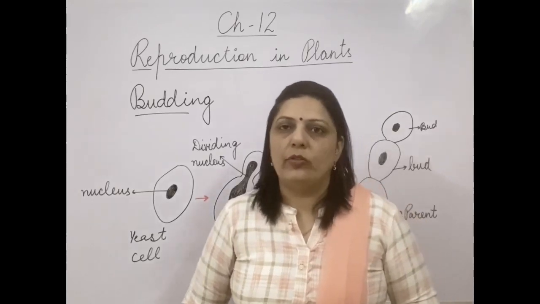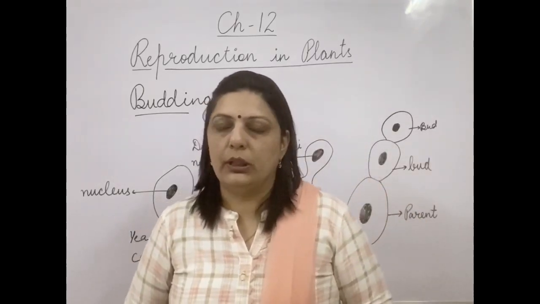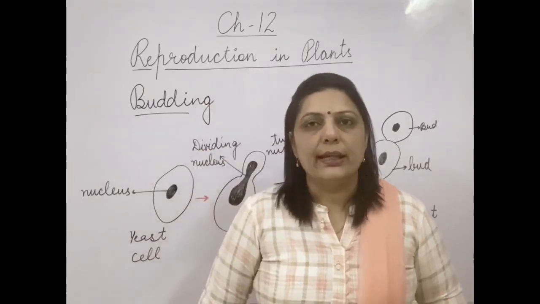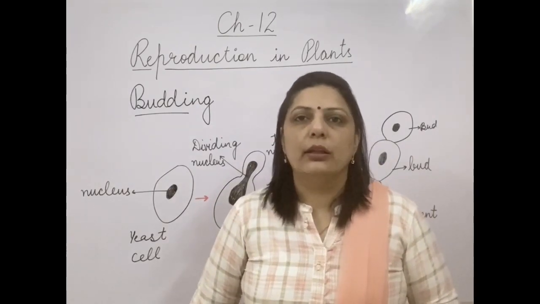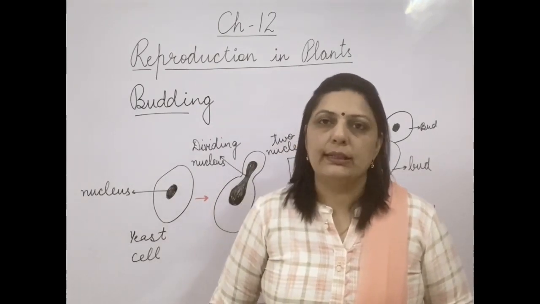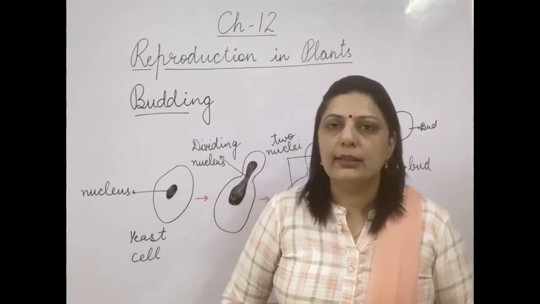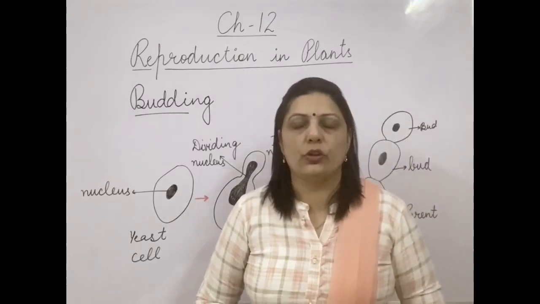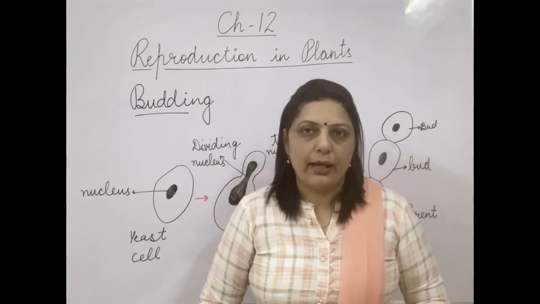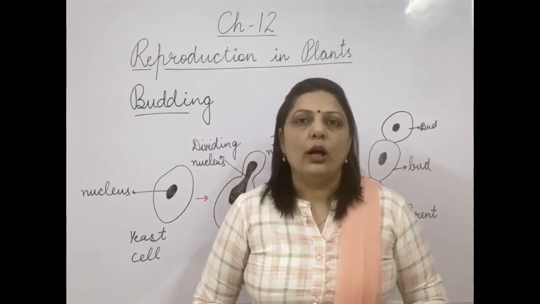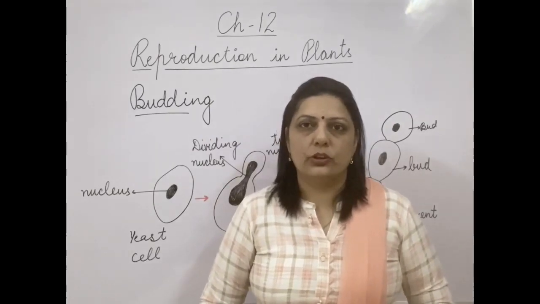Now with this we have understood the method of asexual reproduction, that is budding. Then next we will be discussing the fragmentation method of asexual reproduction. And this actually happens in algae like Spirogyra, which is given in your book. So I will explain to you how fragmentation actually occurs.